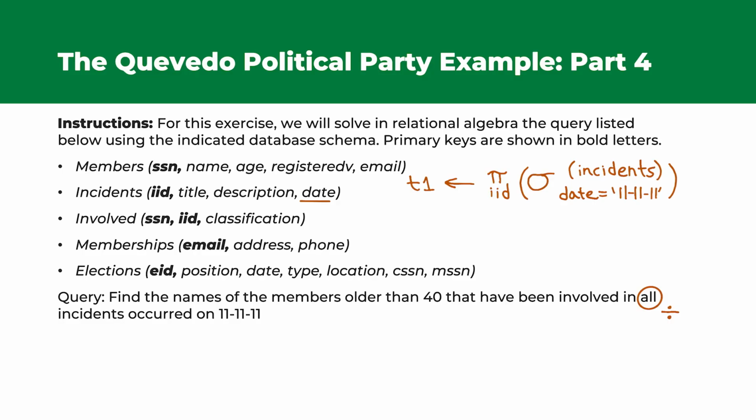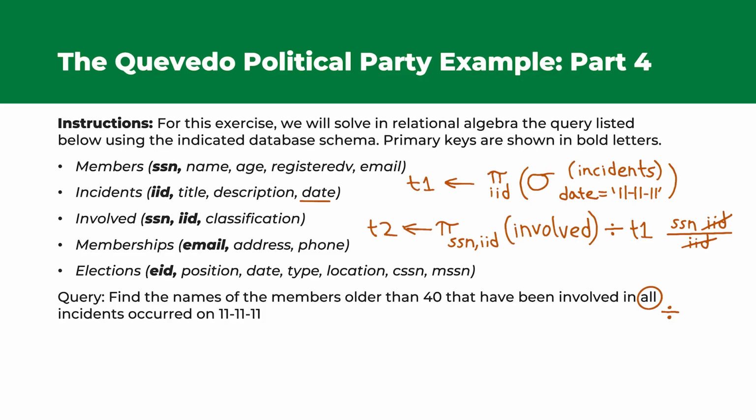We need to find the social security numbers of those members that have all those ID numbers. For that, we're going to use involved. But from involved, we only need a pi on the social security number and IID. Now, from this, we're going to divide by T1. T1 has only the IID, so when we do the division of social security number, IID by IID, we just get the social security numbers. Now here, we're going to make an assignment to T2.